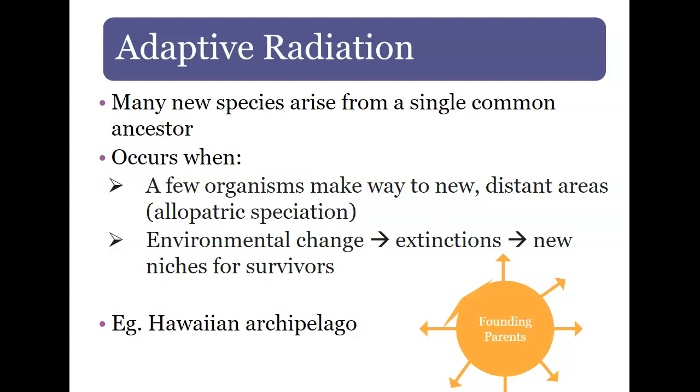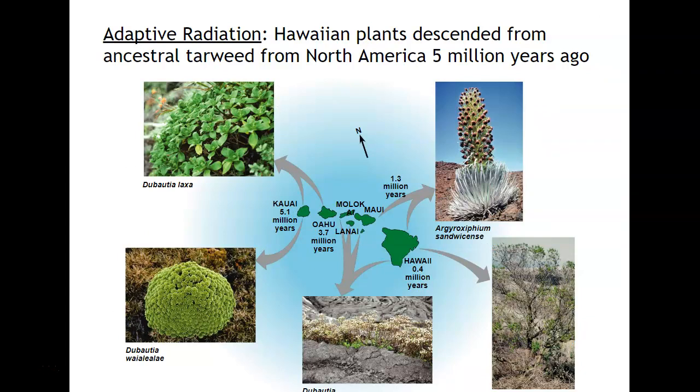Or you can think about organisms that go to different islands and become geographically isolated. That would be another example of the Hawaiian Islands, the Galapagos, those types of things. So it could be geographical. It could be the result of new niches or environments for survivors. So here's an example in Hawaii. Hawaiian plants all came from a tarweed like 5 million years ago, but then they ended up on all these different islands, and then natural selection has caused them to radiate into those different environments and become many new and different species.